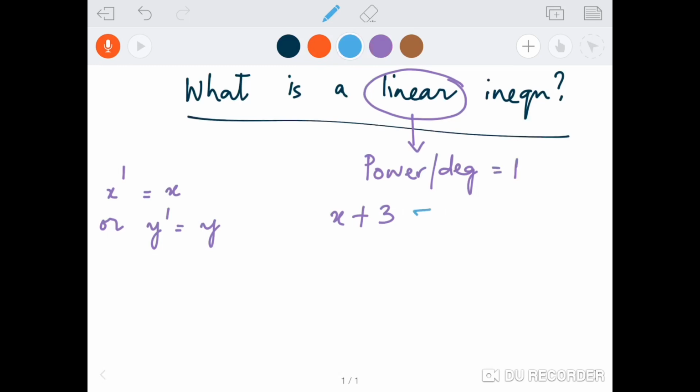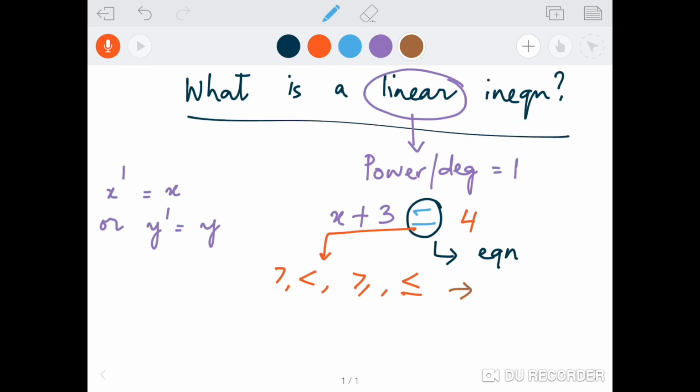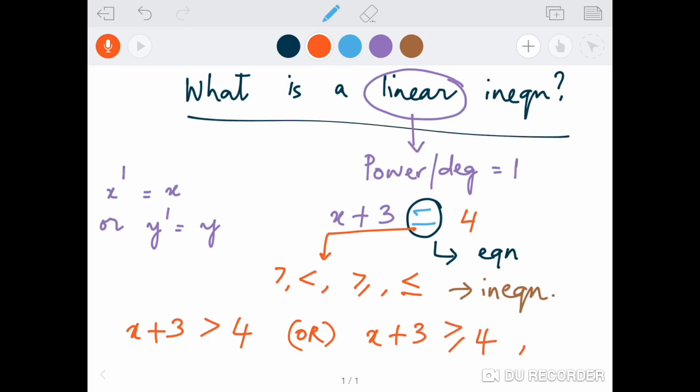X plus 3 is a linear polynomial, but when I say it is equal to say 4, then the equal to sign indicates that it is an equation, and since the degree of x is 1, this becomes a linear equation. However, if I replace the equal to with an inequality sign, which could be greater than, less than, greater than equal to, less than equal to, then it becomes an inequality. So if I make it x plus 3 greater than 4, or x plus 3 greater than equal to 4, then all of this now becomes a linear inequation.